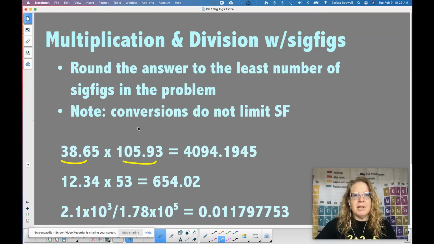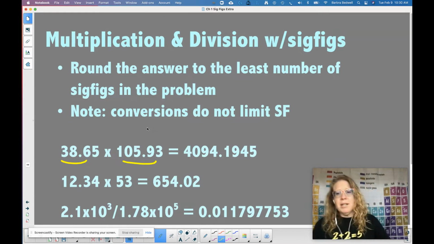Keep in mind, just a little side note as you are doing conversions: conversions are not considered to limit SigFigs. When we say that 12 inches equals a foot, it's actually exactly 12.00000 inches equals a foot. We just tend to write it as 12 inches equals a foot. So you don't have to limit your answers based on conversions. You're only limiting your answers based on measurements, and that's the important part.